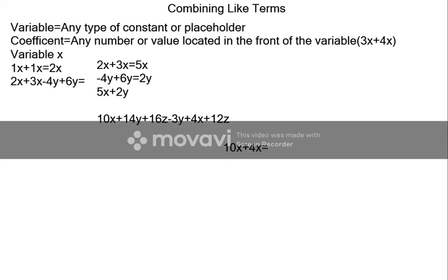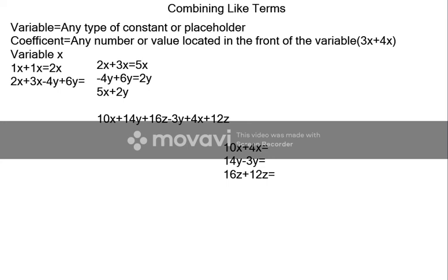Then let's do our y's. So we have 14y. And then we also have a negative 3y, right? So minus 3y. That's equal to this. And lastly, we have our z equation. And our z equation has 16z and a 12z. So let's add these two up. Alright, so now we have 3 different equations. Let's solve these. They're very simple because we've already done a lot of these.